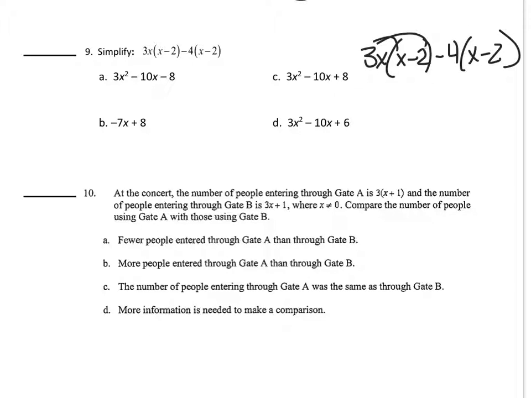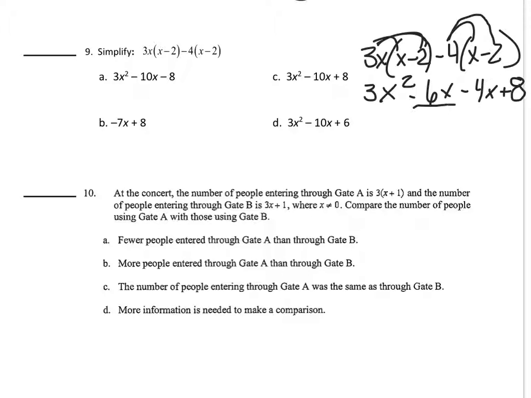Distributing here, 3x times 3x is 3x squared. 3x times negative 2 is negative 6x. Negative 4 times x is negative 4x. And be careful here, negative 4 times negative 2 is not negative 8, and a negative times a negative is a positive. Negative 4 times negative 2 is positive 8.